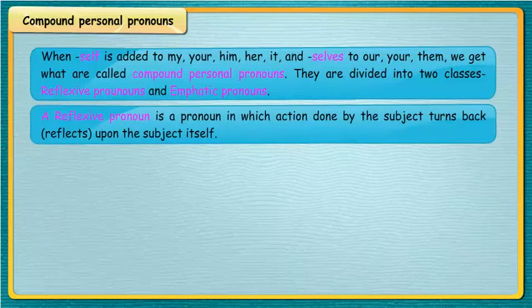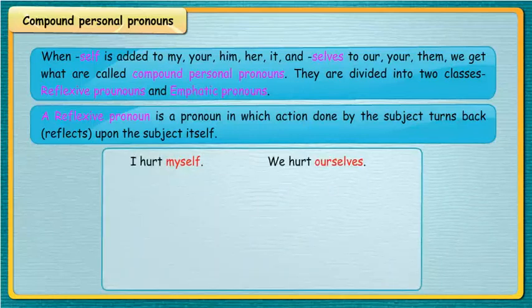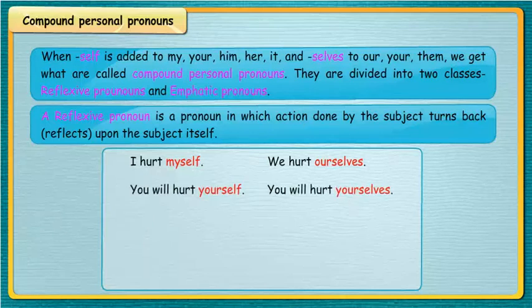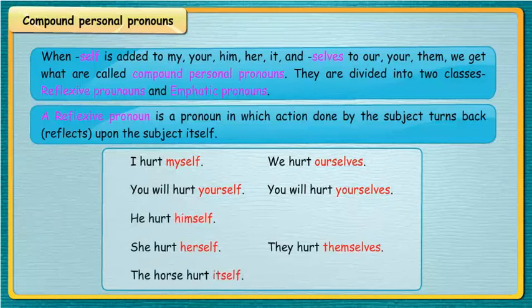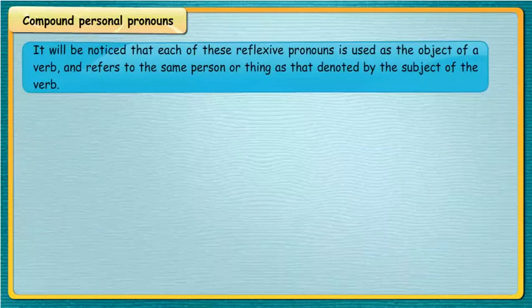A reflexive pronoun is a pronoun in which action done by the subject turns back, reflects upon the subject itself. Example, I hurt myself, we hurt ourselves. You will hurt yourself, you will hurt yourselves. He hurt himself, she hurt herself, they hurt themselves, the horse hurt itself. The horses hurt themselves. It will be noticed that each of these reflexive pronouns is used as the object of a verb and refers to the same person or thing as that denoted by the subject of the verb.